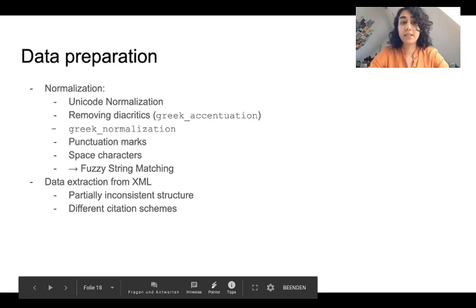So in our case, for example, diacritics were a problem. So we had to remove all of the diacritics during the comparison of the strings using a library called Greek accentuation. And I also noticed that a lot of times the punctuation marks are different in each data source. So we had to also remove those. And there were, in a lot of cases, too many space characters, for example. So that was one of the problems.